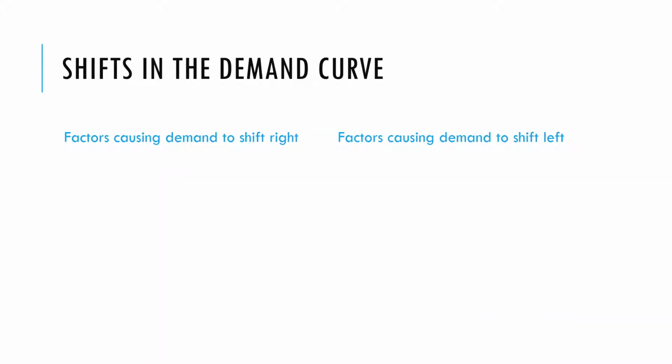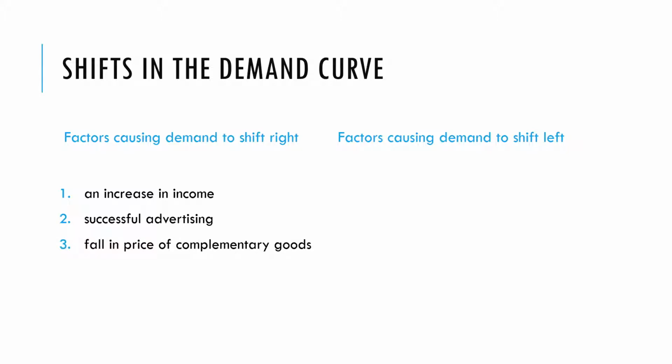To take it into a bit more detail, what might cause the demand curve to shift to the right, an increase in demand? Well, an increase in income, successful advertising, maybe a fall in the price of what we call complementary goods. And by that we mean things that go well with a particular product. For example, a fall in the price of tennis balls might lead to an increase in demand for tennis rackets.